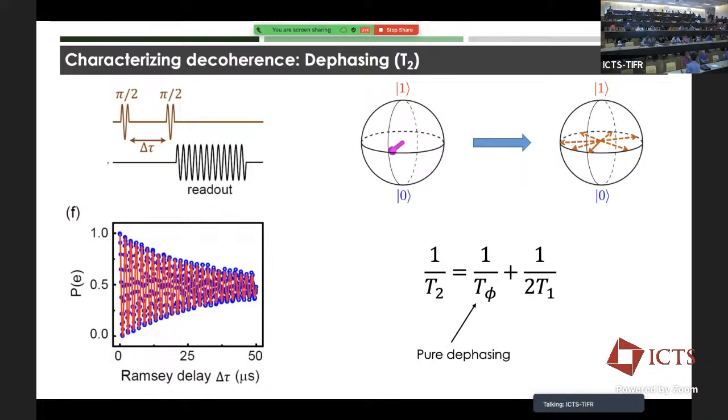So let me. Very often it takes 3 seconds before it turns on.